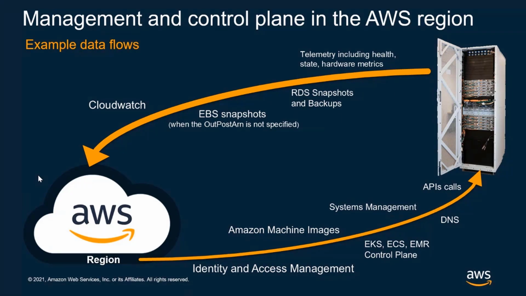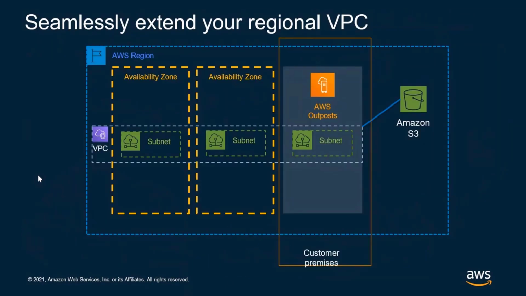DNS and API calls reside in the region, as well as Amazon Machine Images for the compute on Outpost will flow from the region to Outpost. And then system management, when you control Outpost and perform system management from your AWS console, those will go from the AWS region to Outpost as well.